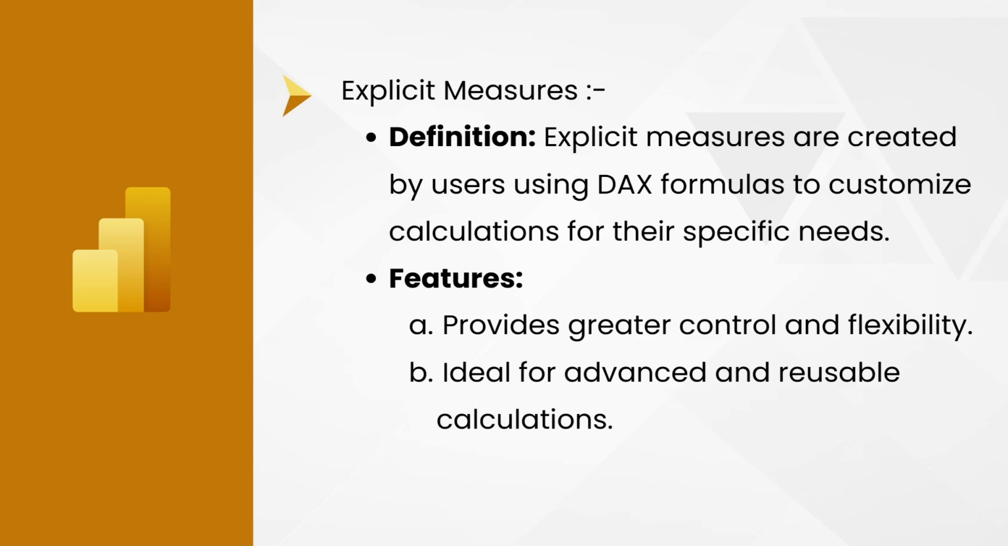For example, let's say we want to calculate the average sales. We can create an explicit measure with the formula Average Sales is equal to average of Sales[Amount]. Another point to be noted here is that unlike implicit measures, explicit measures allow us to name the calculation and apply it consistently across our Power BI report.